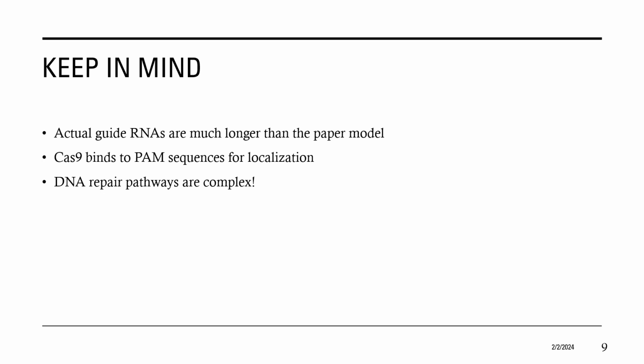And finally, DNA repair pathways are more complex than they appear in this model. In the part of the model involving HDR, for example, it may look as if the donor DNA is spliced directly into the target DNA and replaces parts of the target sequence. In reality, though, the repair involves homologous recombination between the donor and target DNA.